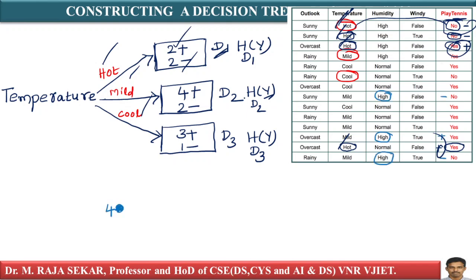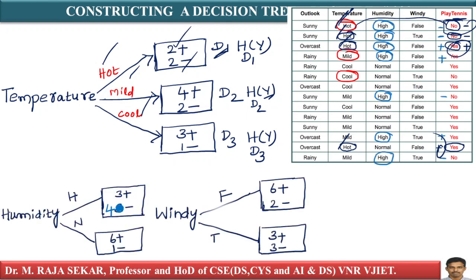In a similar manner, we can split the data set by using humidity. What are the other features? You can also split this particular thing by using humidity. What are the possible values for humidity? There are two: high and normal. For high, how many yeses and how many no's? There are 3 positive, 4 negative. For normal, how many positive, how many negative? 6 positive and 1 negative. Isn't it? Anybody can understand this.